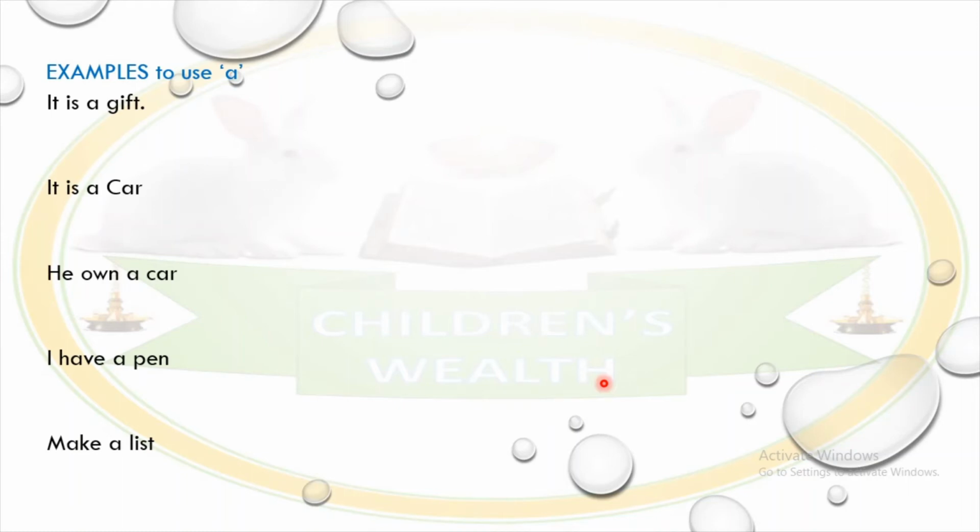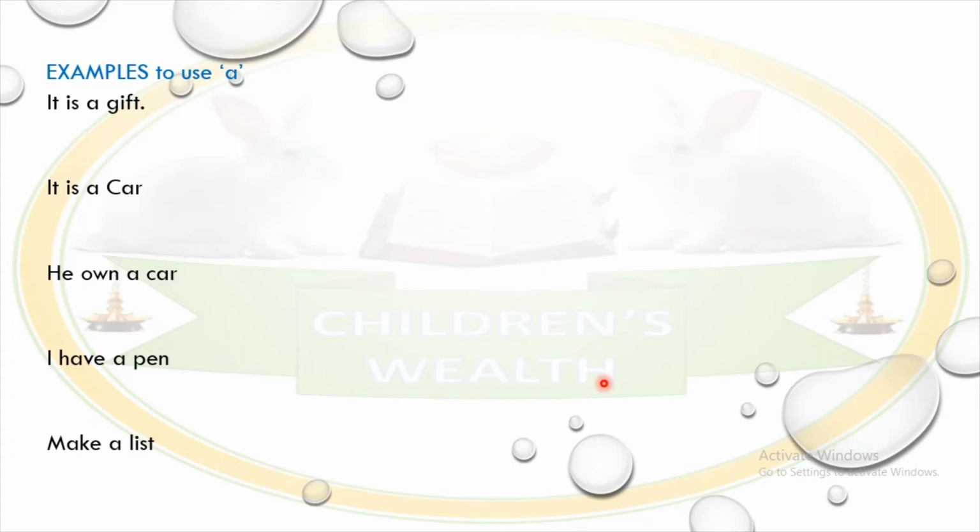Examples to use a. Here we have 5 examples. It is a gift. It is a car. He owns a car. I have a pen. Make a list. As I explained earlier, these are all nouns which are indefinite.